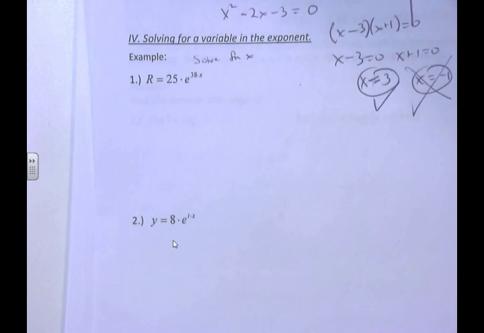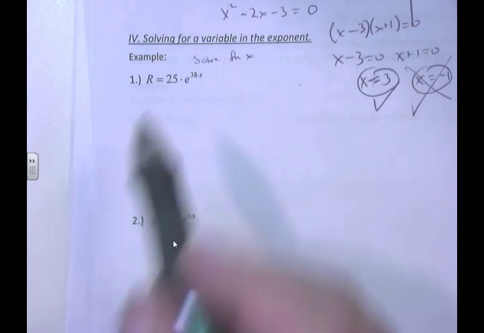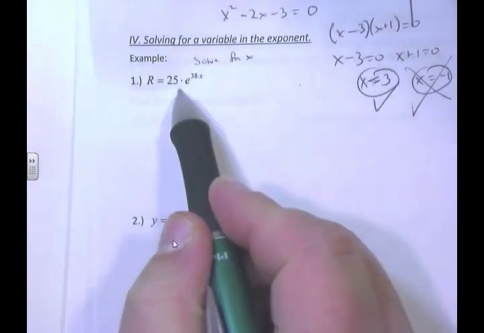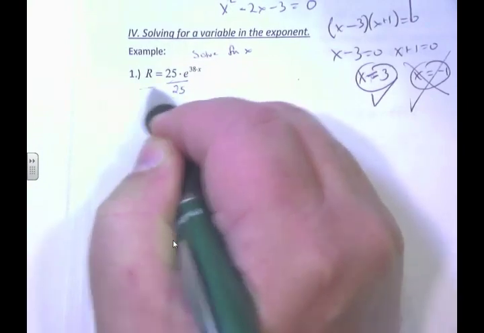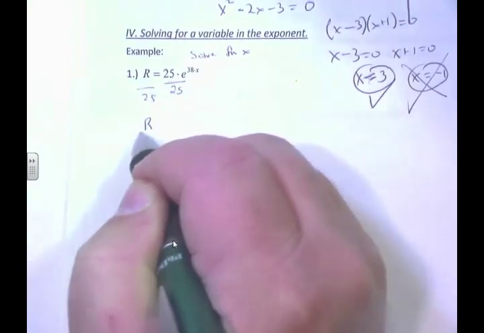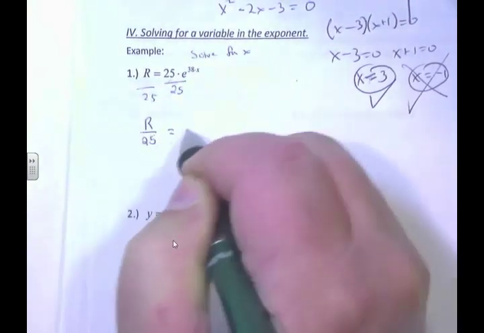Think about this. This really is mathematics. There's some guy blocking your shot. He's got a 25 in front of this thing, right? So what's the first move I've got to make to get that e by himself? Divide by 25. Get the e term by himself. I get r divided by 25 is equal to e to the 38x.